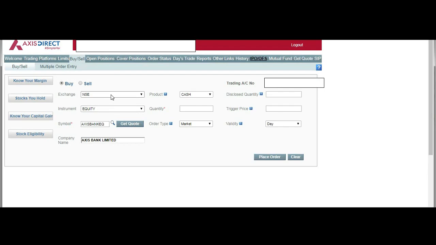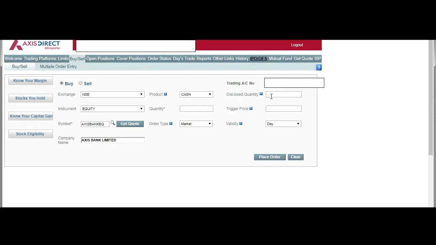Here you choose the exchange from which you want to buy shares, the product, say cash for general trading, the instrument, say equity, and the symbol of the share you want to buy. We have taken Axis Bank here, which gets reflected in the company name also. The order type, say market, meaning that you will buy shares at the current market price. Now let's go to quantity and disclosed quantity.